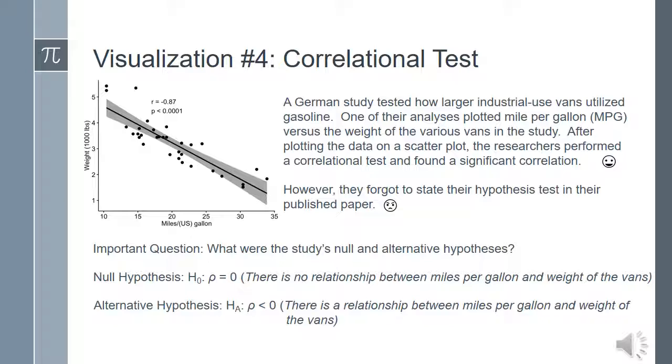that there is no relationship or correlation between miles per gallon and weight of the vans. Alternative hypothesis, rho not equal to 0, meaning that there is a relationship or correlation between miles per gallon and weight of the vans.